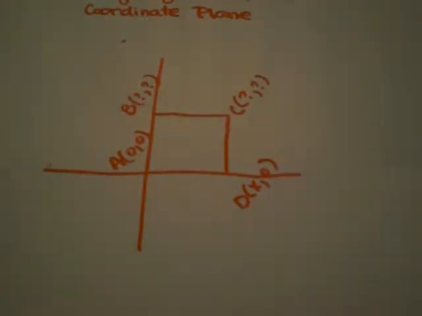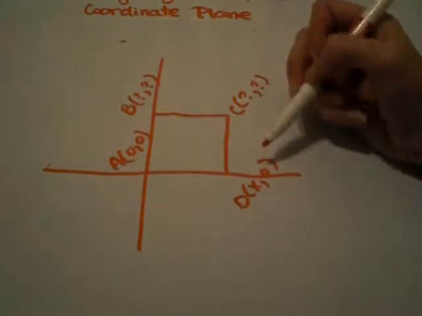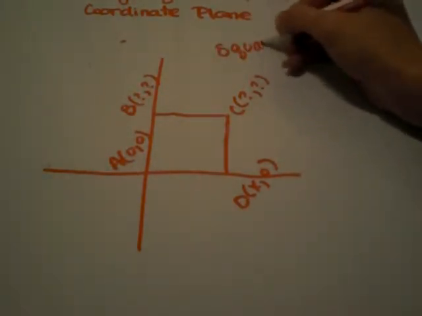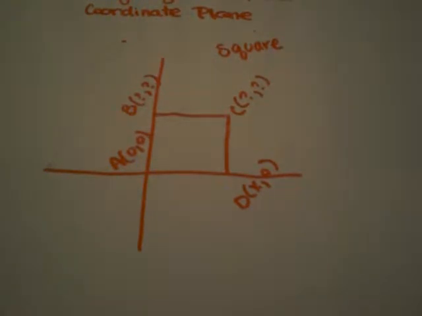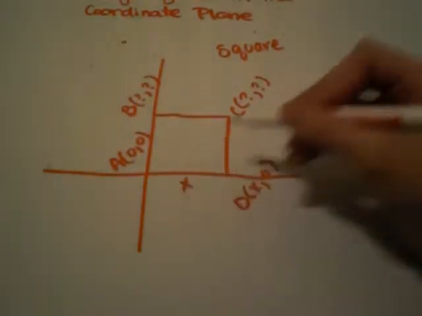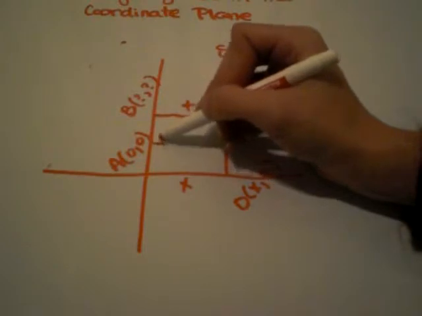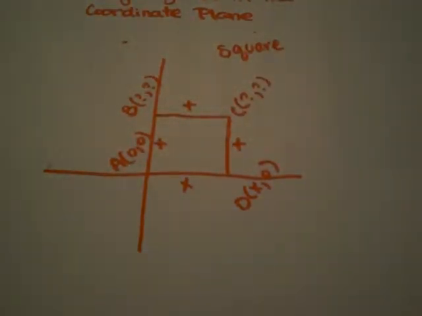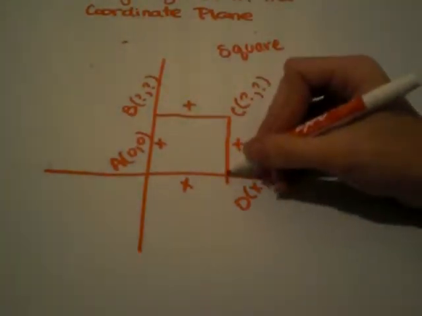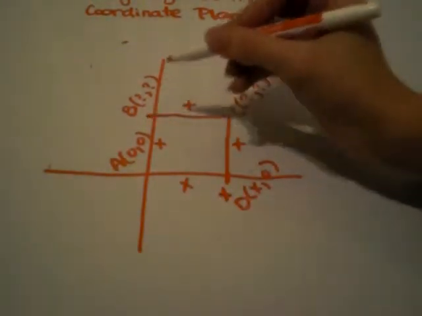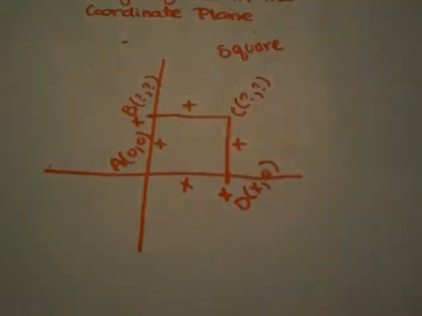Okay, so again, we can look at our properties of a square, and our properties of a square say that all the sides have to be equal. So if the bottom side is X, then this side has to be X, this side has to be X, and that side has to be X. So my X coordinate here would be X, and my Y coordinate here would also have to be X.